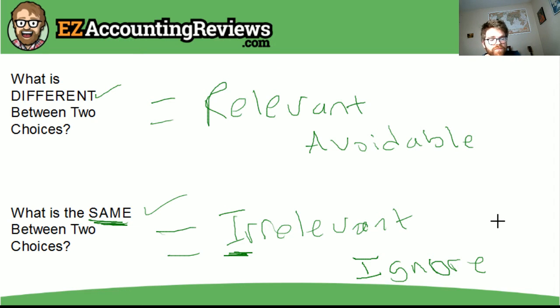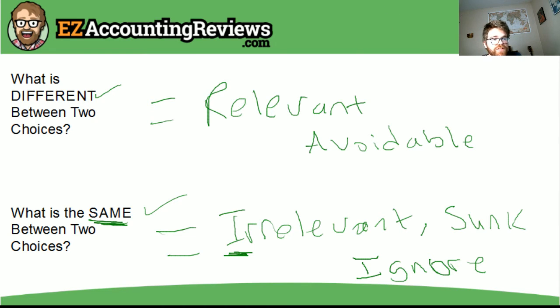Relevant, avoidable; irrelevant, ignore. Another term for irrelevant I've seen is called a sunk cost. Sunk cost, all that means is that that's a cost that you made a long time ago, and no matter what choice you make right now, it doesn't matter. It's already happened in the past. So that's another word for irrelevant, and you should ignore it. They also call it past costs as well.